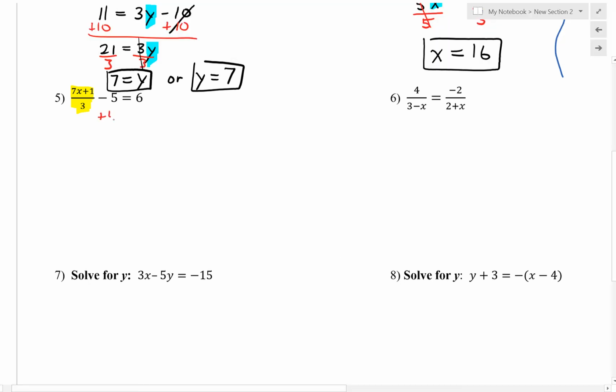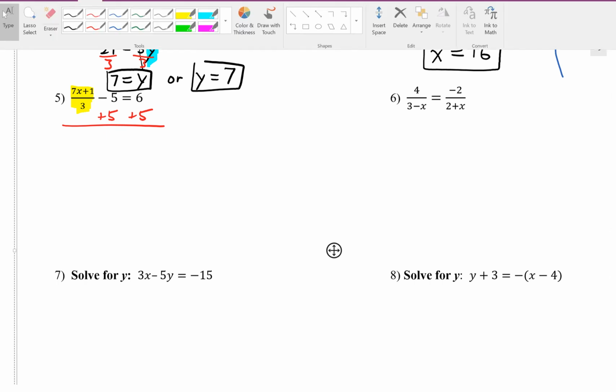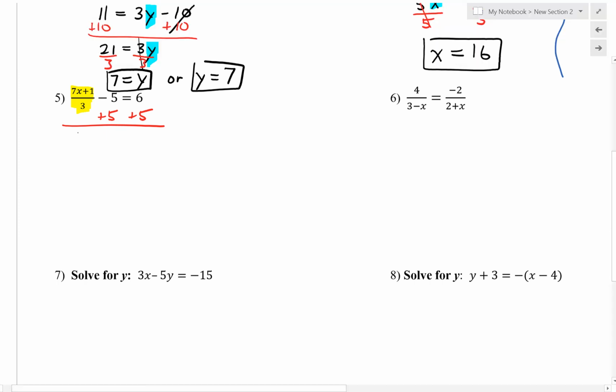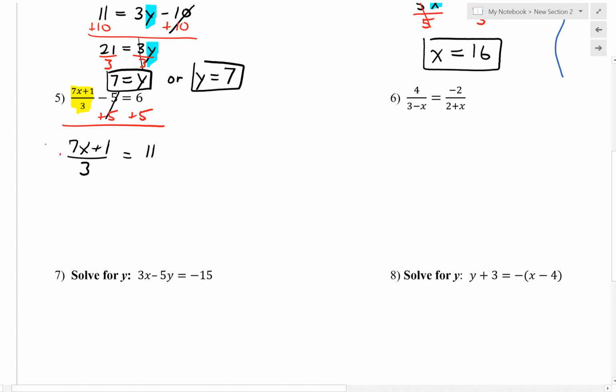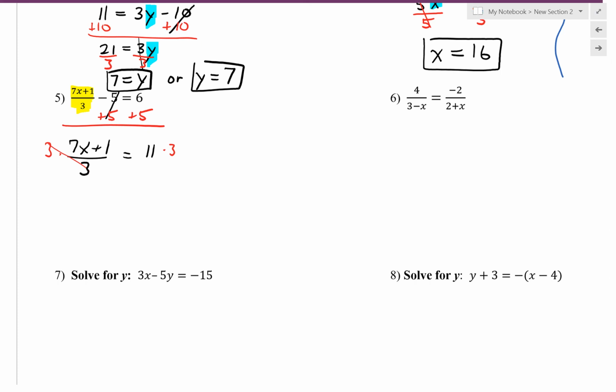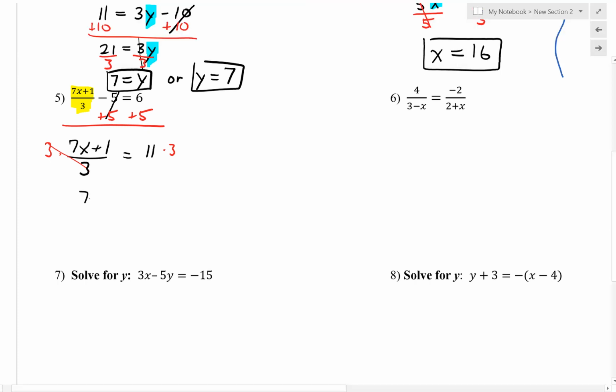So we're going to add 5 to both sides. So what that's going to leave us with is 7x plus 1 over 3, 5's cancel, equals 11. Now we want to get rid of that 3 in the denominator. So we're going to multiply both sides by 3. Again, those cancel. We have 7x plus 1 equals 33.